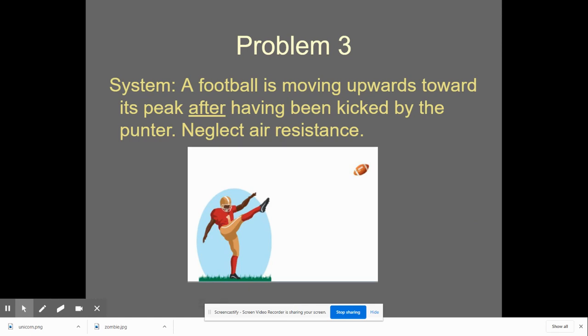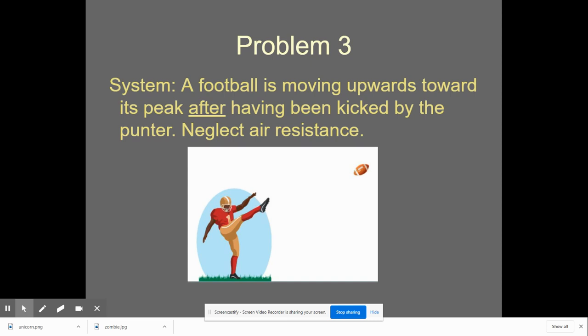Here's our next one. A football is moving upwards towards its peak after having been kicked by the punter. Neglect air resistance. All right, so here's what that means. We're not drawing our free body diagram at the point of contact. It's already in the air. There's our football. Now I want to think about what are the forces acting on that football in the air. And it says neglect or ignore air resistance. That means we know it's there, but just pretend it's not.